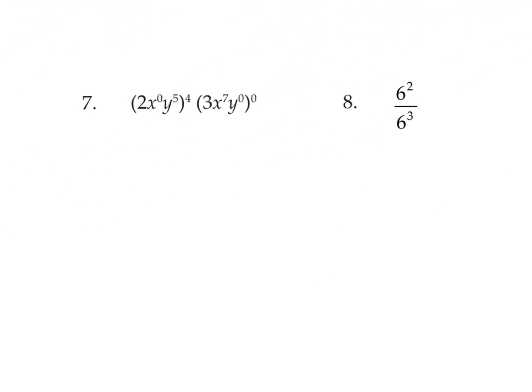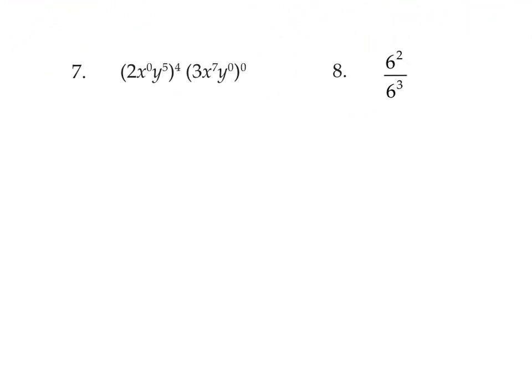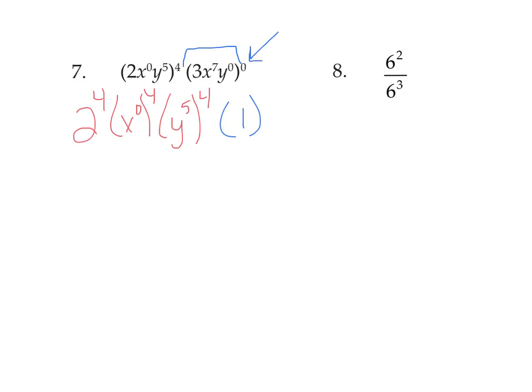On number 7, we have some more 0 powers to simplify here. So we're going to start putting this exponent 4 on these 3 bases inside here. So 2 to the 4th power, x to the 0 to the 4th, y to the 5th to the 4th. And then we can look at this part of the expression down here. This 0 power on the outside of this parentheses is applying to everything in here. So this whole entire parentheses is going to turn into 1 because all of this is being raised to the 0 power. So we can simplify a little bit more.